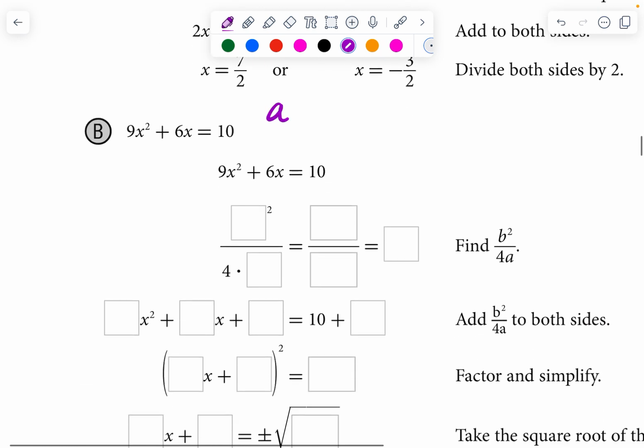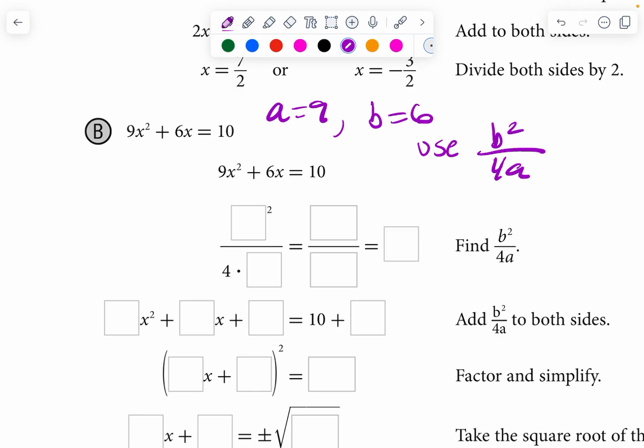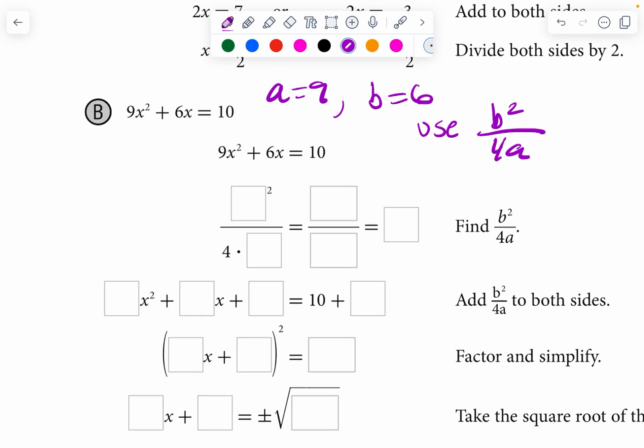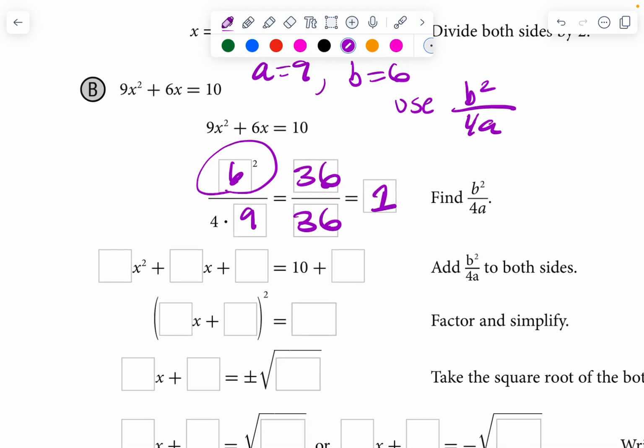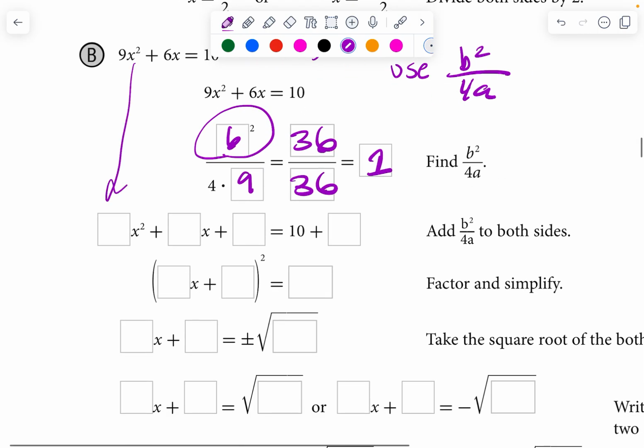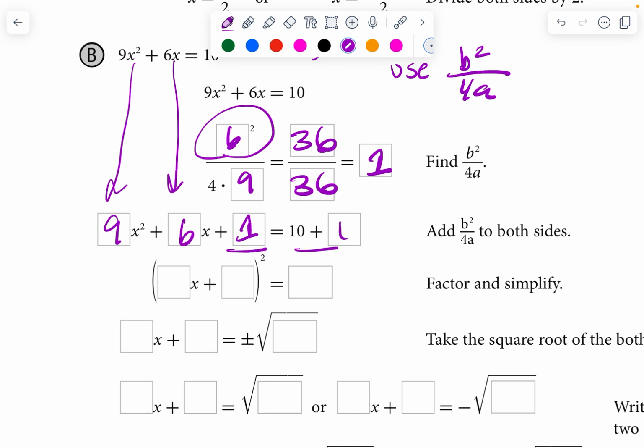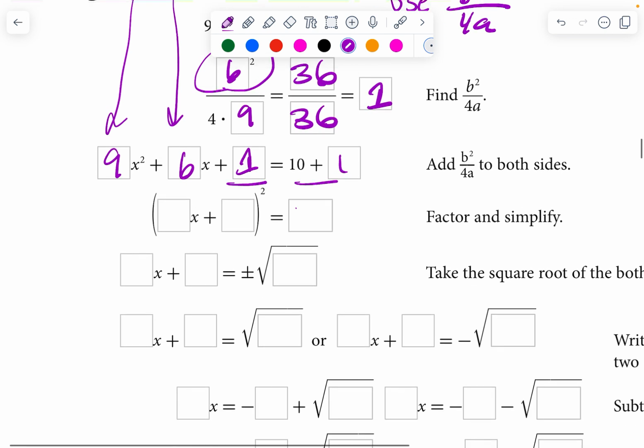So I know a is 9. Okay, I need to know that before I start. I know b is 6. So I need to use b squared over 4a. Okay, so I know b is 6. So I'm going to put 6 squared over 4 times 9. Then I know 6 to the second power is 36 over 36, which is going to give us 1. So then I just bring all of this down. 9x squared plus 6x plus 1 equals 10 plus 1. I know 10 plus 1 is 11.